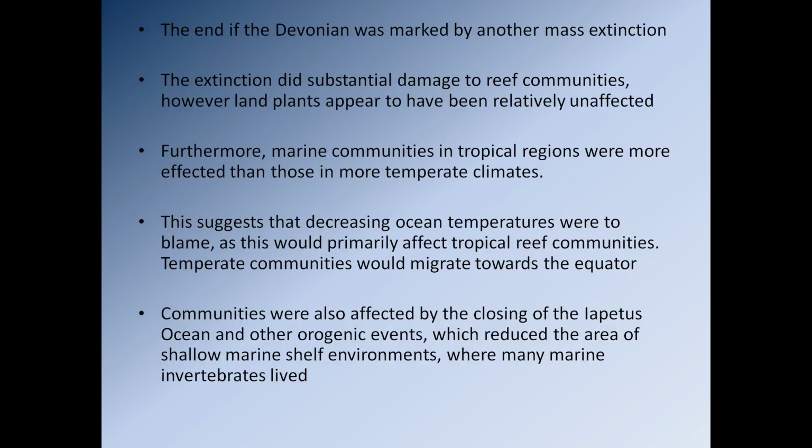So communities were also affected by the closure of the Iapetus Ocean and the orogenic events that are associated with it. So as Baltica is heading towards Laurentia, that means you have nice, boring passive marine margins that are about to be destroyed, and they're replaced by active margins, which are nowhere near as nice for life to live in.